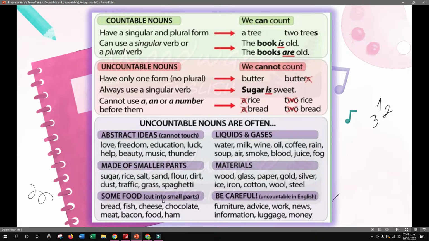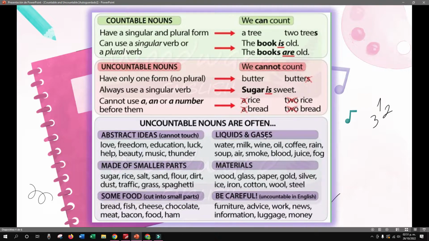Some food cut into small parts. También hay alguna comida que no es contable. For example, bread, ya hablamos del pan. Fish, cheese, chocolate, meat, bacon, food in general, and jam, right? So, for example, the bread, ya les expliqué, ¿verdad? El pan, you can say a slice of bread, a piece of bread, pero no pueden decir 1 bread, 2 breads, a no ser que estén hablando del pan en general, ¿verdad? Es igual como el queso, cheese. A cheese, that is incorrect. 1 cheese, maybe if it is the whole cheese, but that is a slice of cheese, a piece of cheese, right? So, some food, you cannot count them, right?